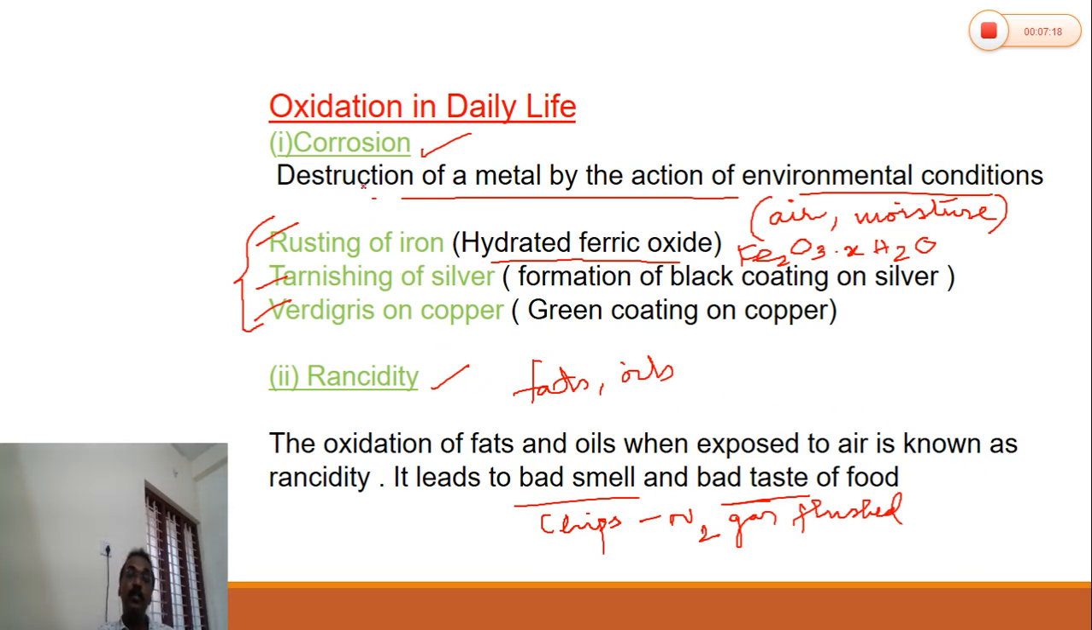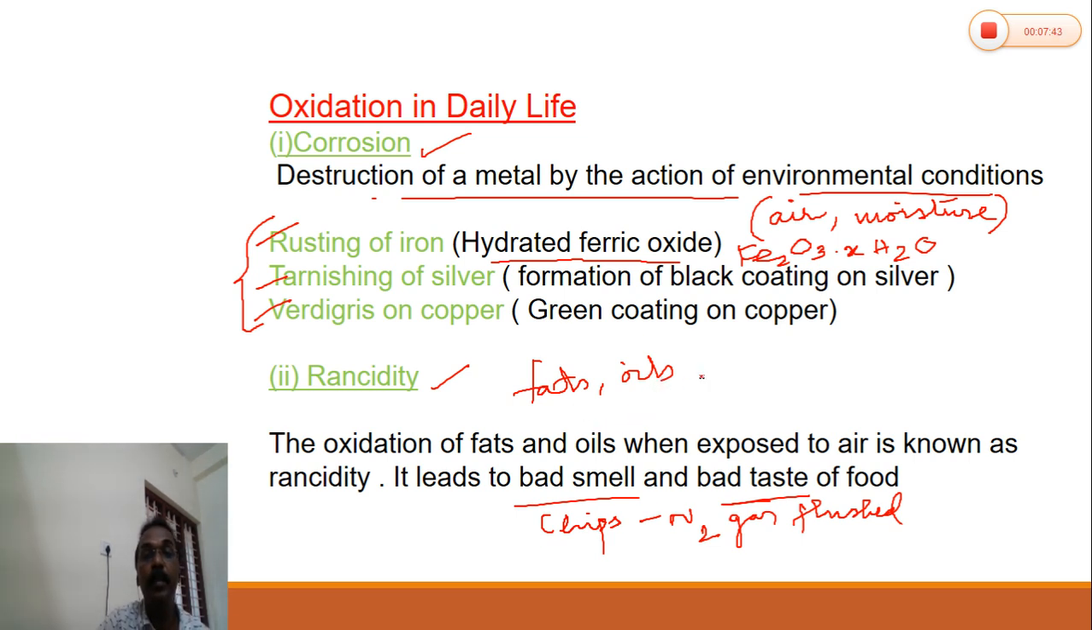So, corrosion is the destruction of metal. It can be prevented by oil, grease, painting, coating, plastic coating, cathodic protection, making alloys, etc. Rancidity can be prevented by airtight containers, refrigeration, and flushing with nitrogen, an inert gas.